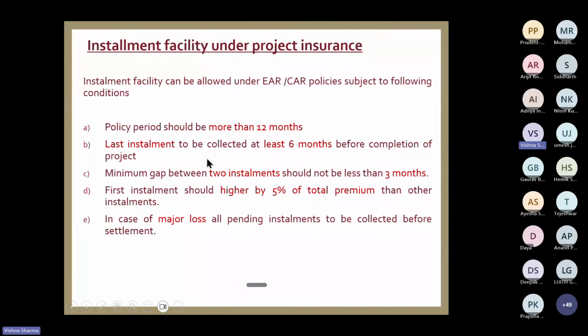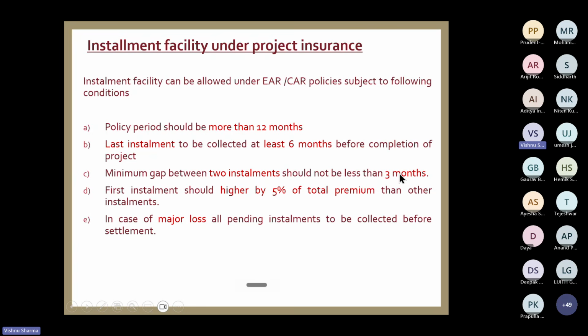The second condition is last installment to be collected at least 6 months before completion of the project. Understand? So if it is an 18 months project, the last installment has to come by the end of 12 months. So at least 6 months before the expiry of the policy. And this is the most important condition. Minimum gap between the two installments should not be less than 3 months. There was a lot of discussion on this particular point.